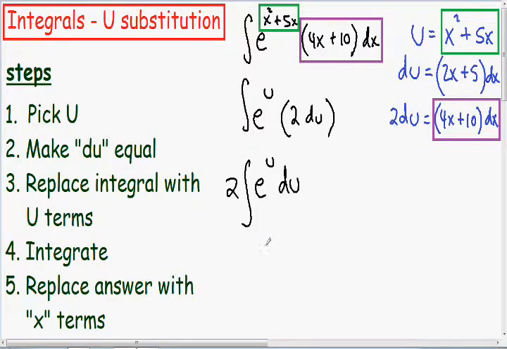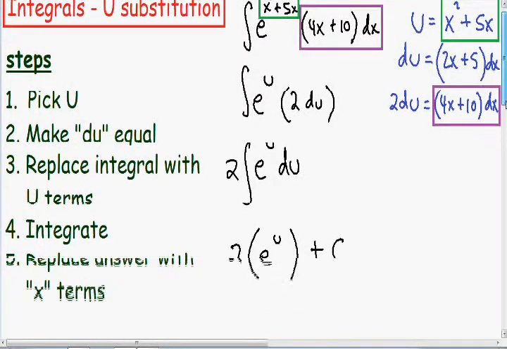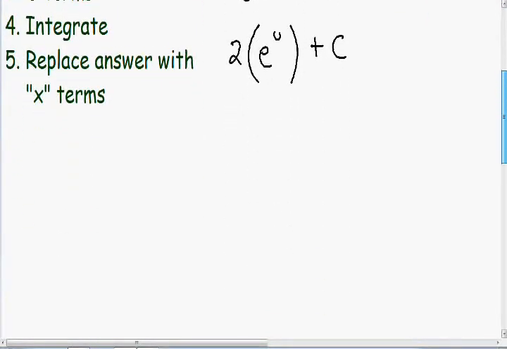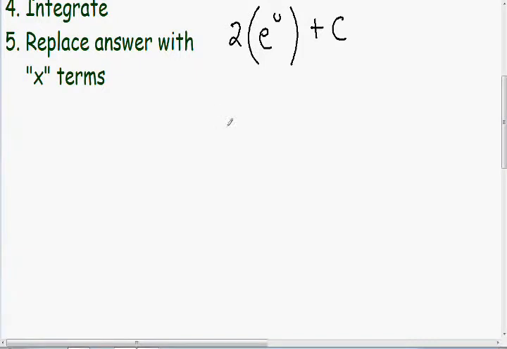So now we can integrate this just like a normal integral. We know already that the integral of e to the x is just e to the x. So correspondingly, the integral of e to the u is just e to the u. And we can't forget, for every indefinite integral, that we need to add our constant c. Now I'm just going to simplify this a little bit and multiply the 2 by the e and get rid of the parentheses.